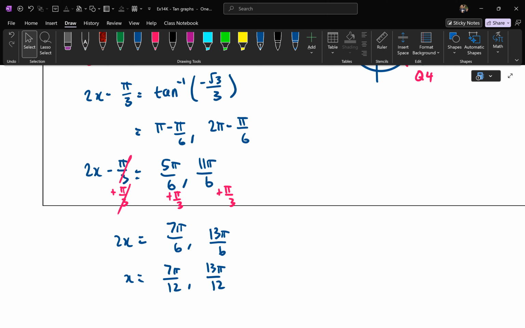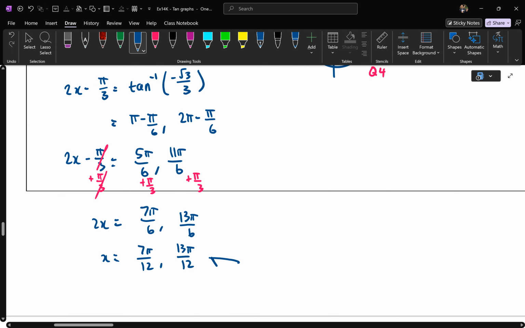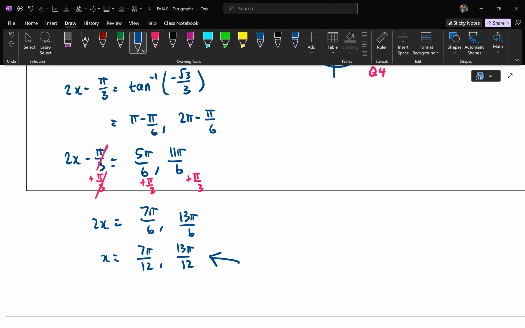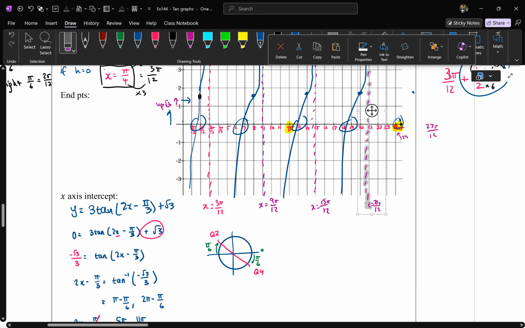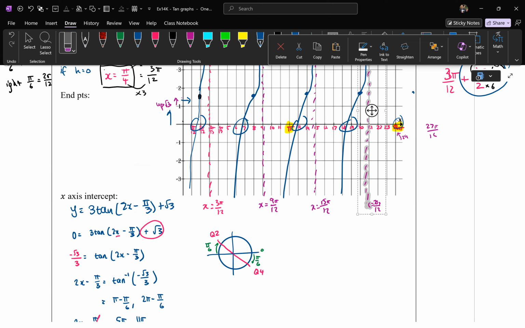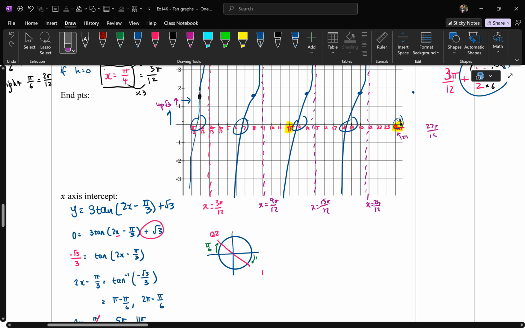Okay? Now these are my two possible x-intercepts. 7 pi on 12, 13 pi on 12. So let's look at the graph again that we drew. 7 pi on 12, hey, it was pretty close. Look at that. I made a guess. That wasn't too far. And we had the other one as well. See that? So you get an idea of roughly where it is once you've got the asymptotes, one starting point, and then one x-intercept.